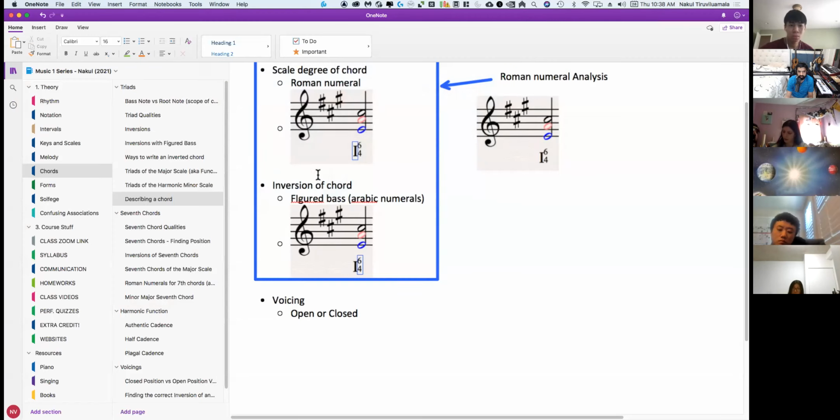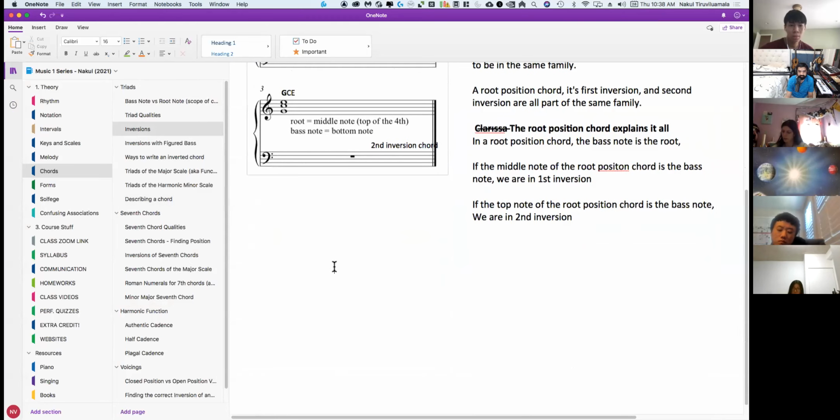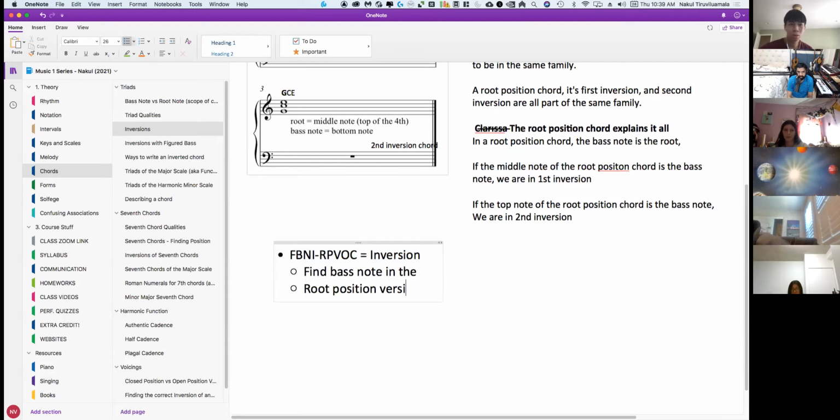Okay, so I know that's a lot of gobbledygook, but at some point we're going to talk more about this when we get to open position chords. It's going to become really, really important because chords are not always going to be that easy to analyze. So basically what this means is find the bass note in the root position version of the chord.